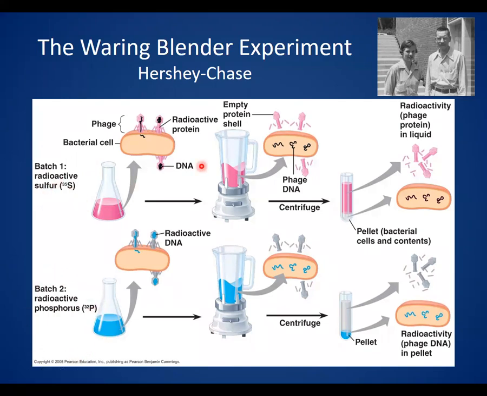And they created either radioactive bacteriophage where the radioactivity was in the protein coat, the pink guys up here, and not in the DNA. And they created radioactive bacteriophage where the radioactivity was in the DNA and not in the protein coat, these blue guys down here. Then they took both of their creations and they tried to infect naive bacterial cells.